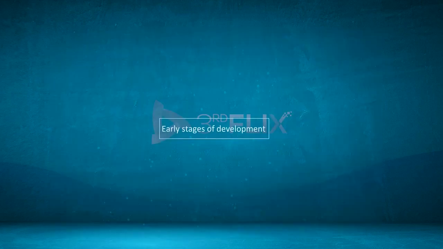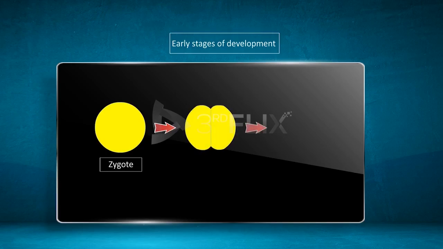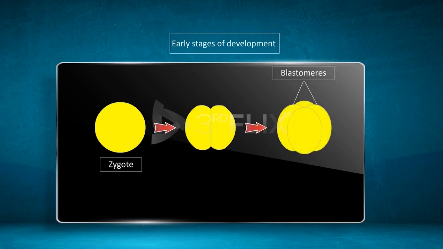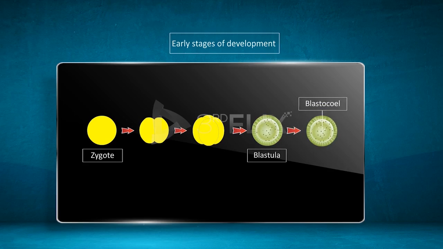Early stages of development. The zygote of triploblastic animals undergoes a series of mitotic divisions called cleavage. These cells are called blastomeres. The cleavage proceeds further and forms a hollow ball of cells called blastula. The central cavity of blastula, called blastocoel, invaginates at one end and forms the gastrula.